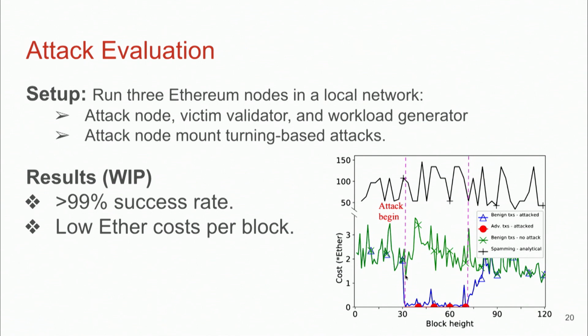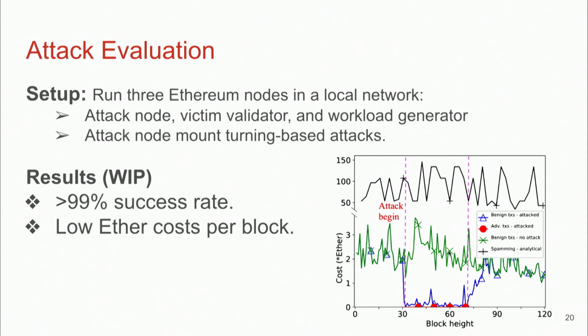Once the attack starts, the blue line and red line drop immediately to 0. The blue line represents the cost of benign transactions in the memory pool under attack, and the red line represents the cost of adversary transactions. Both lines are close to 0, which means the damage is maximized. Almost 100% of the memory pool's normal transactions are evicted, and the cost of adversary transactions also becomes 0. Okay? We compare this attack with the case without any attack, the green line. You can see that without attack, the benign transaction fee does not drop.